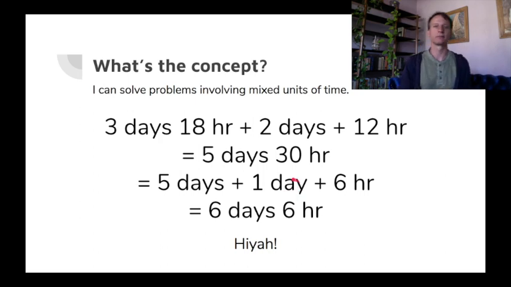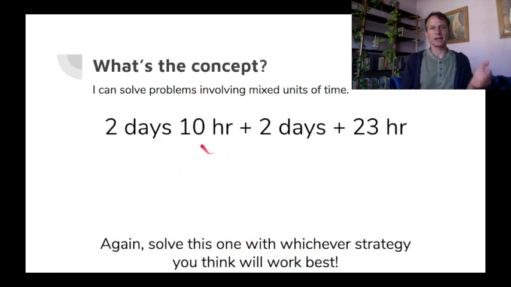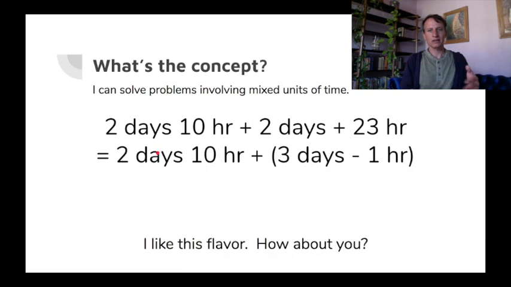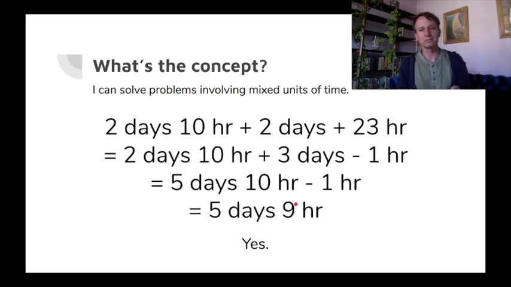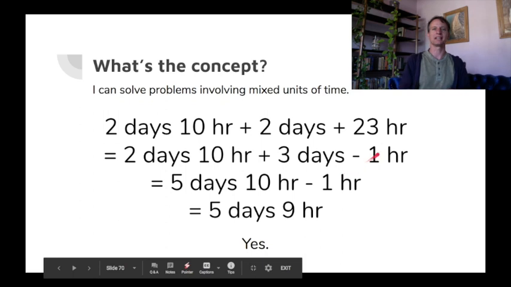Yeah, great. Now do it with this one. See, now when I look at the 23 hours here, rather, I think 24, that's why I said that. I'm like, this is practically 3 days. So wouldn't it be easier to add 3 days and then pull that extra hour back out? So, you know, it's just an hour short of 3 days. So it's 5 days, 10 hours, pull that extra hour back out. 5 days, 9 hours. Tasty good, yes.